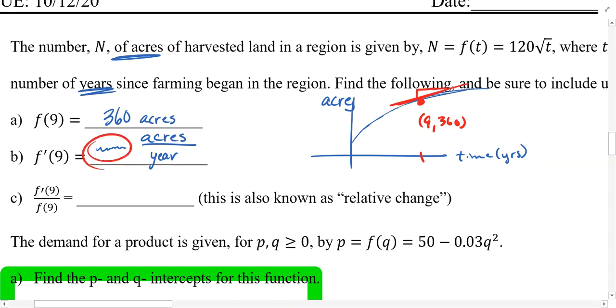When we divide your answer for B by the answer for A, then this result will represent some sort of percentage or relative change.